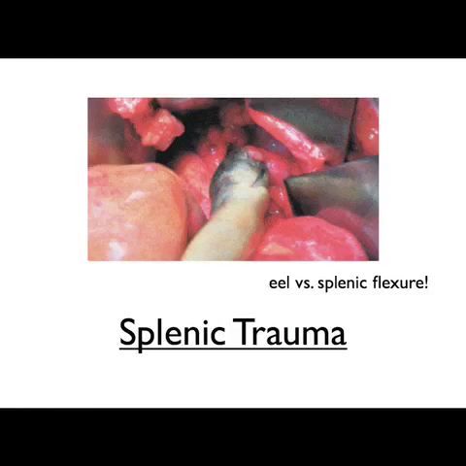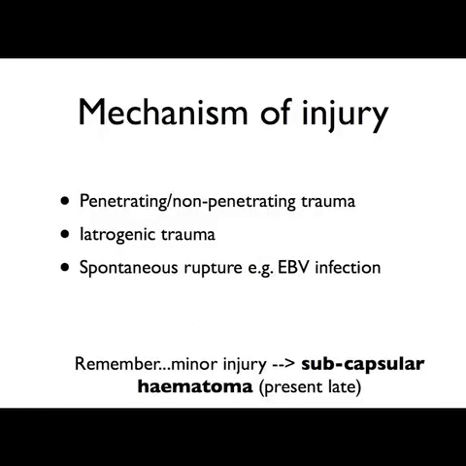So, moving on from splenectomy to splenic trauma. The mechanism of the injury can be through penetrating trauma, such as in a rib fracture, or blunt trauma, so non-penetrating. It can also be iatrogenic, so in colonic surgery, or it can be a spontaneous rupture, as we've mentioned previously, in Epstein-Barr infection.